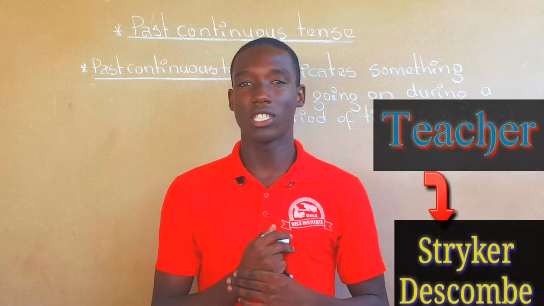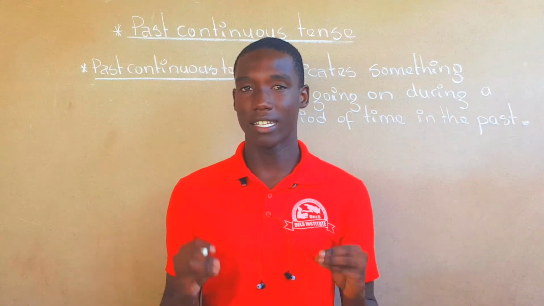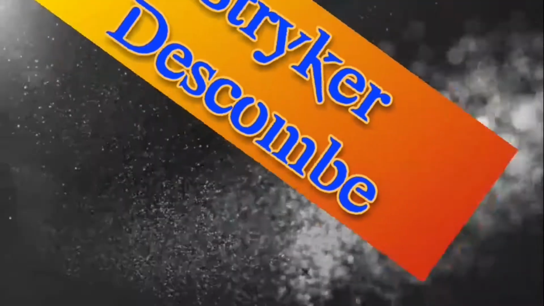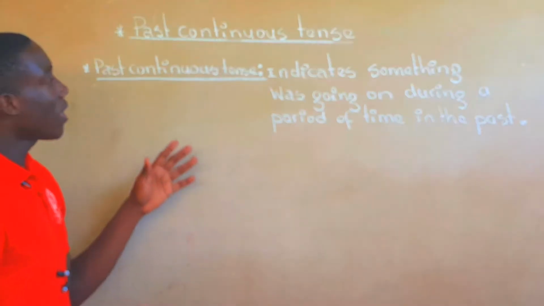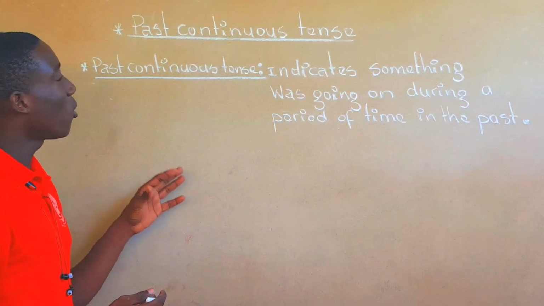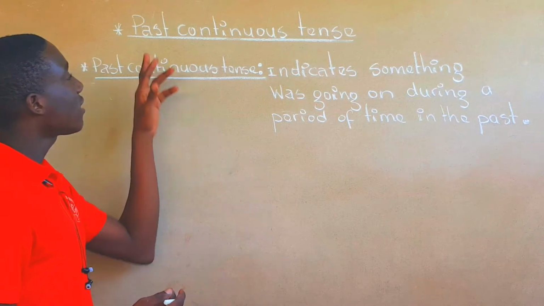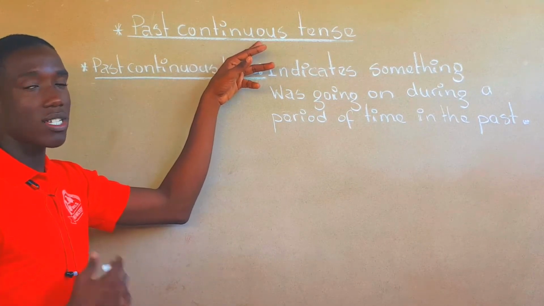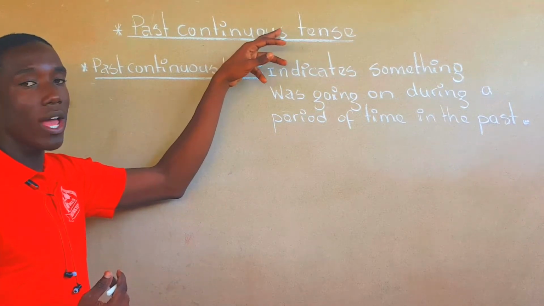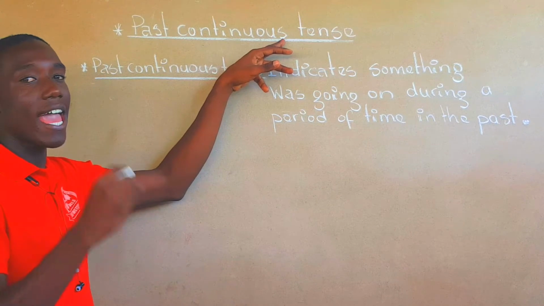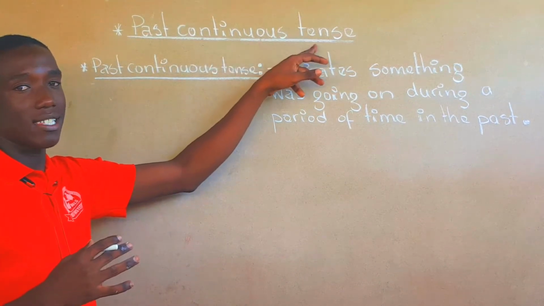Today, I'm going to teach you about the past continuous tense in English. Okay, guys, as you can notice on the board, past continuous tense. It's not "past continuous" with a different pronunciation. When you have OUS, it is pronounced as "US". Past continuous tense. Okay?